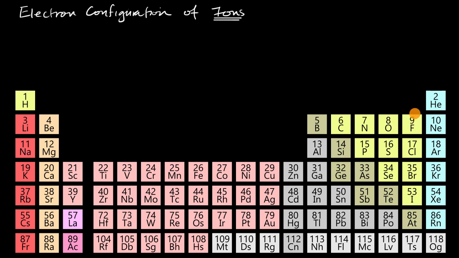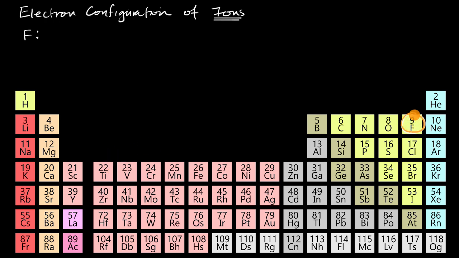Let's say we are dealing with fluorine. Now, we know what a neutral fluorine atom's electron configuration would be. In fact, if you want a little bit of practice, try to pause this video and think about what is the electron configuration of a neutral fluorine atom. All right, now let's work through this together.